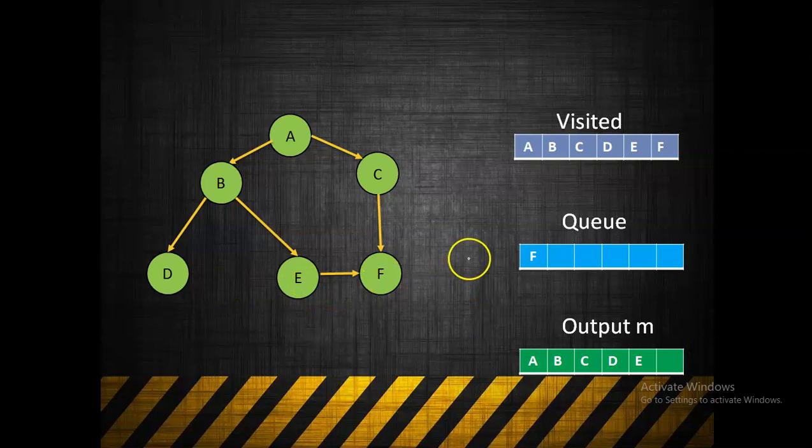F is placed, but F is already available, so no need to push. So E is placed in output. Next, F is placed in output, and the Q is empty. If the Q is empty, then you can exit. This is your final output.